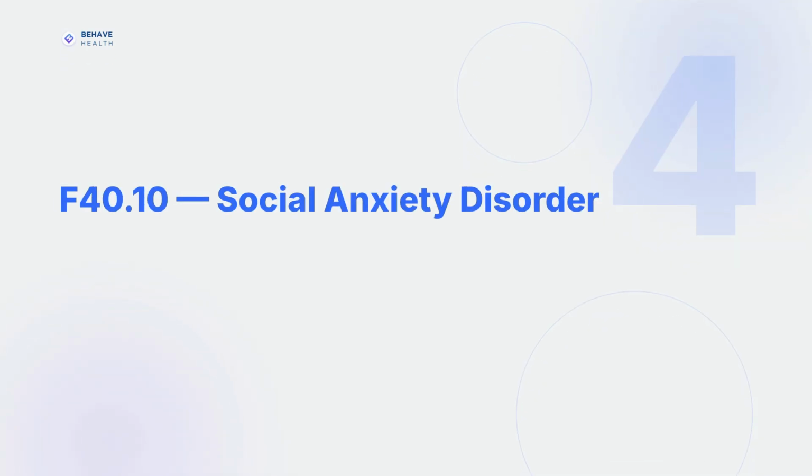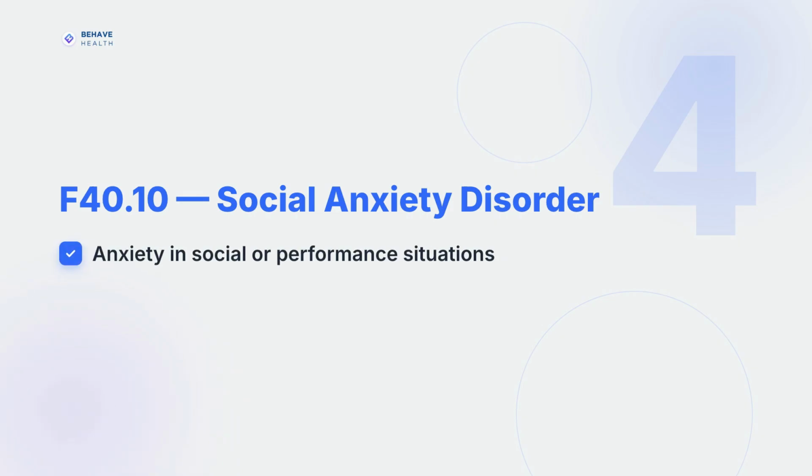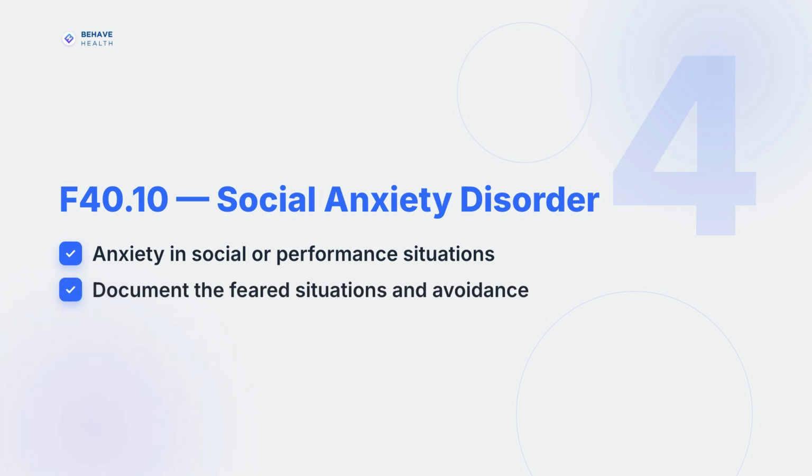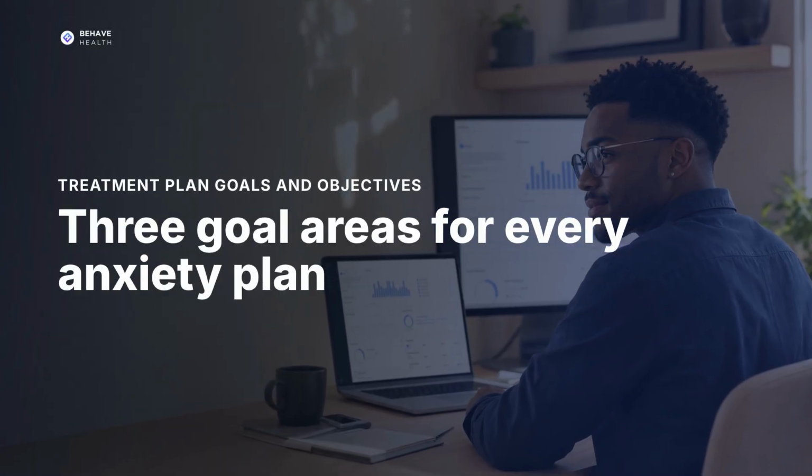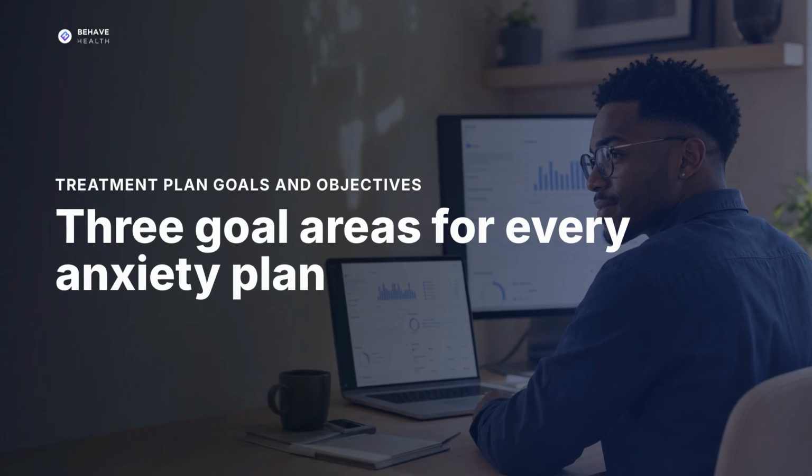F40.10, Social Anxiety Disorder, also called social phobia. Social anxiety disorder is coded F40.10 in ICD-10 and covers fear of social or performance situations where scrutiny may occur. Notes should capture which social situations are feared, the degree of avoidance, and how it impairs daily functioning. With the right diagnosis code in place, the next step is goals and objectives.